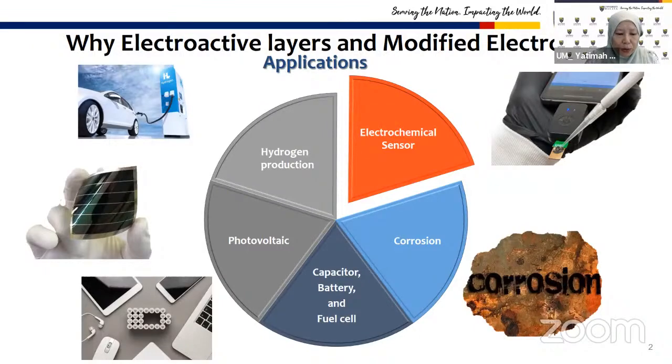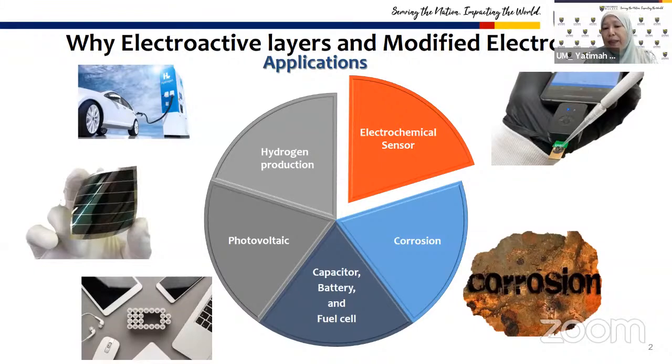And then we are also using photovoltaics. If you look at the picture there, you need PV to absorb more energy and convert it to electrical energy. So we need to modify the surface so that it will be more electroactive, and then it can perform as a photovoltaic.